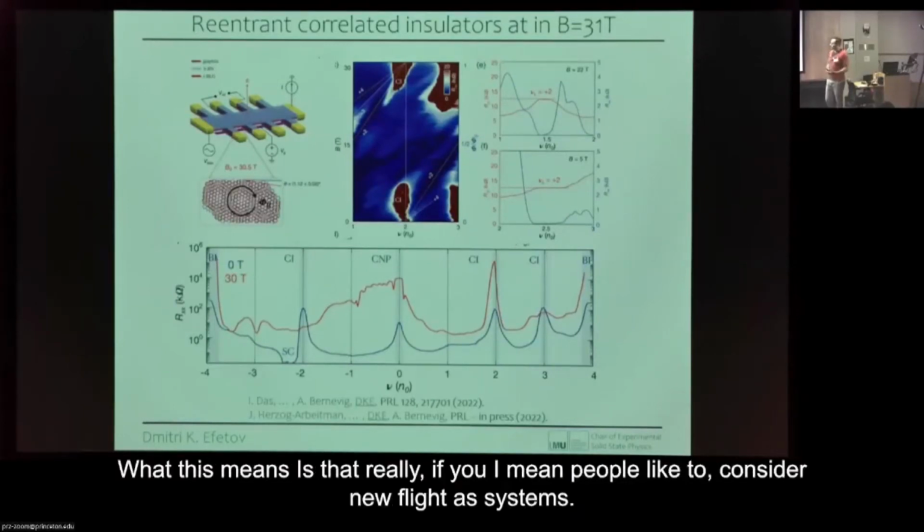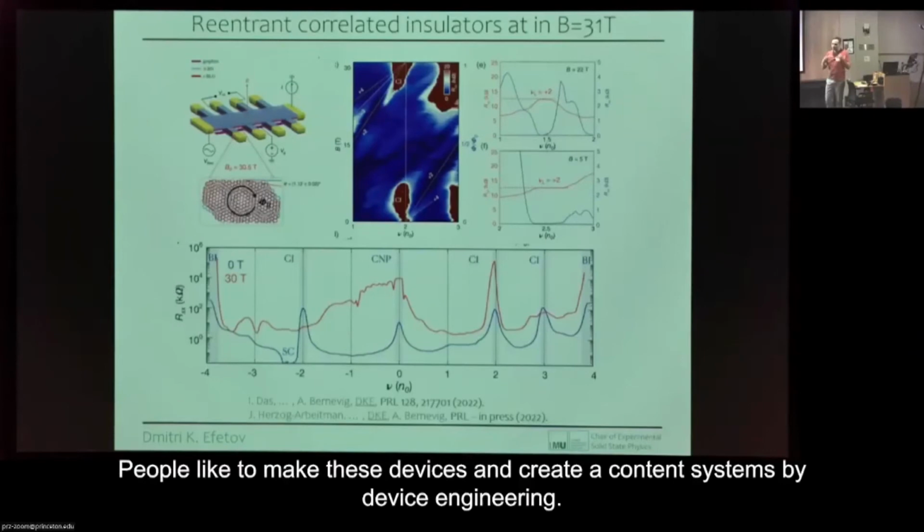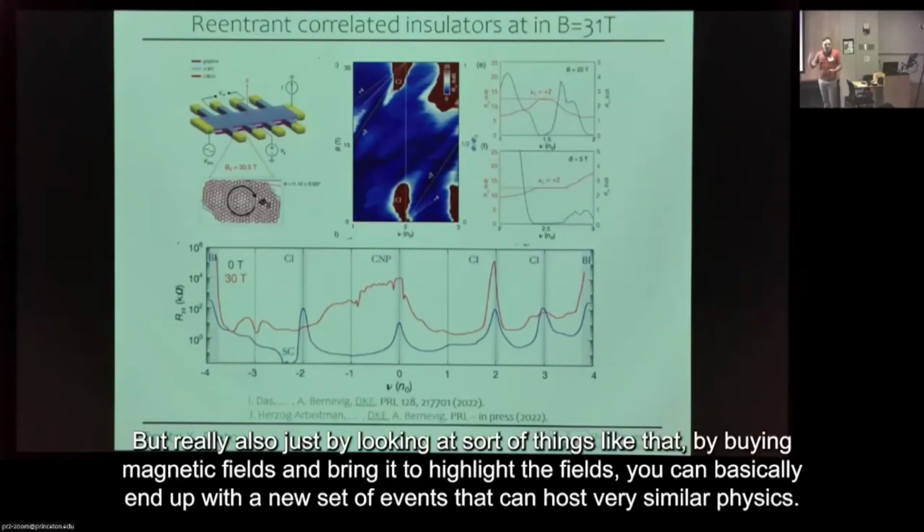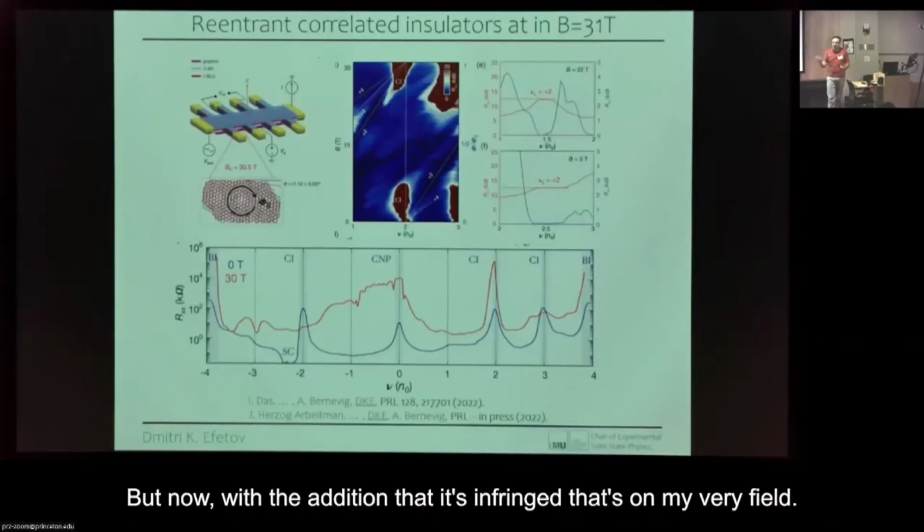In other words, what this means is that people like to consider new flat band systems. People like to make new devices and create flat band systems by device engineering. But also just by applying magnetic fields and bringing it to high magnetic fields, you can end up with a new set of flat bands that can host very similar physics, but now with the addition that it's in a 30 Tesla magnetic field.